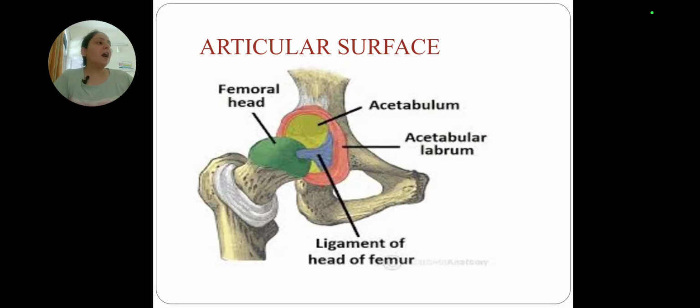Fine. Now if we look at the articular surface, I have this bone with me. This is the right pelvic bone. The pelvic bone is made up of the ilium, the pubic bone, and this is the ischium bone. This is the ischial tuberosity, and the ischial spine is here. Fine. This is the obturator membrane.